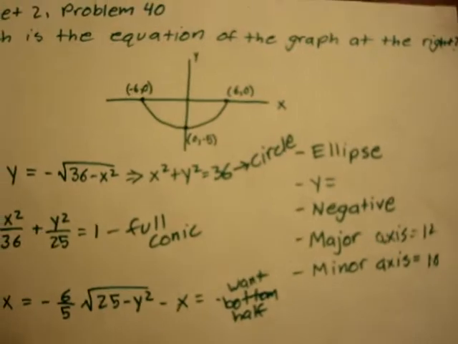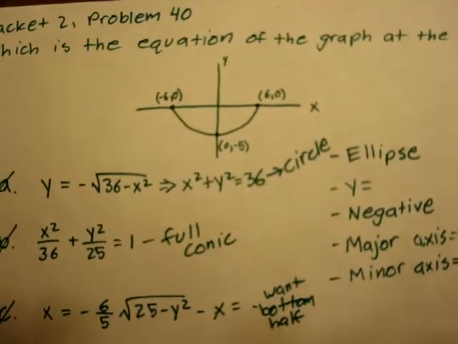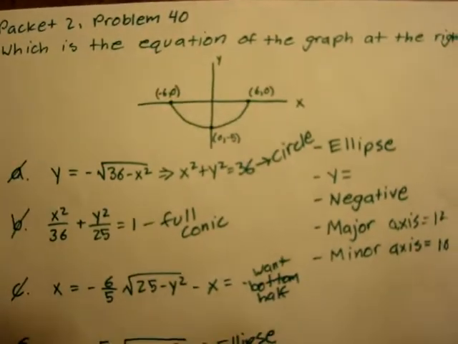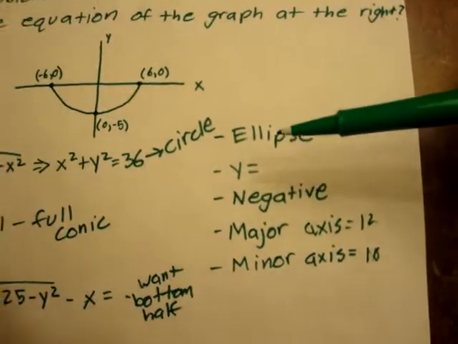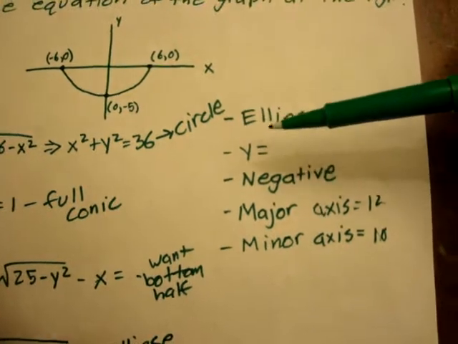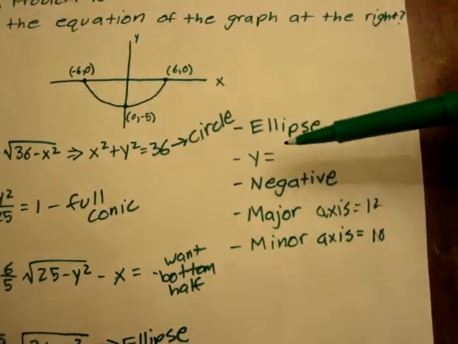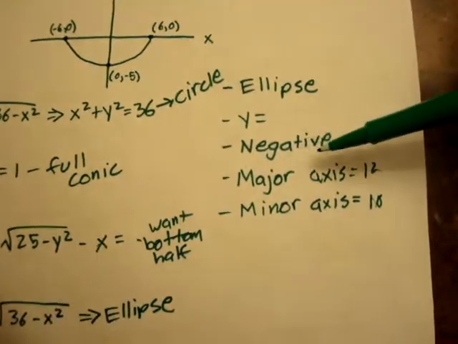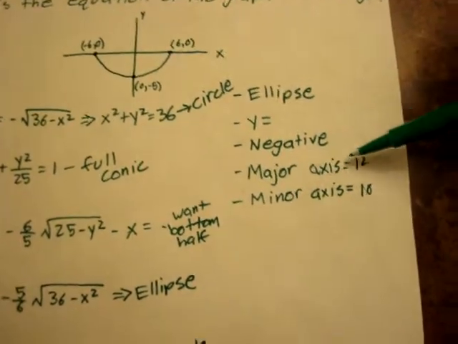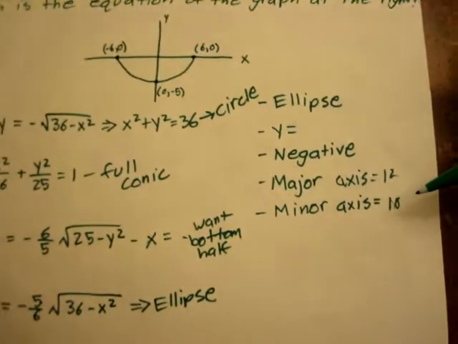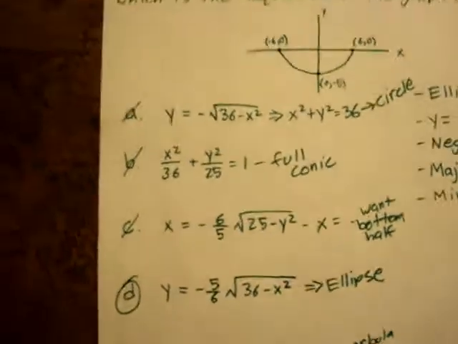And so, to recap, we determined from the graph that we wanted a partial ellipse. We want it to be y equals because it's the bottom half, which also follows with the fact that we want it to be negative. And we found the major axis was 12 and the minor axis was 10.